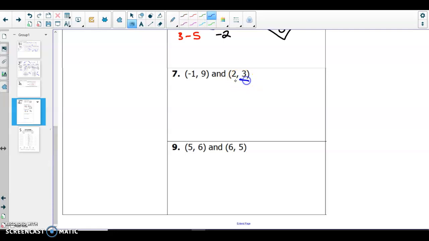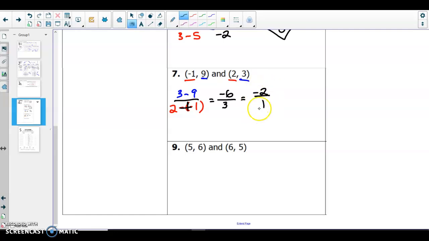In number 7, 3 minus 9 going backwards goes on top. And 2 minus negative 1 goes on the bottom. 2 minus negative 1. My minus negative is basically a plus sign, so I'll take care of that. And now we subtract 3 minus 9 for negative 6, and 2 plus 1 for 3. I can reduce this thing. 3 goes into both of them. 3 goes into negative 6 negative 2 times, and 3 goes into the bottom 1 time.